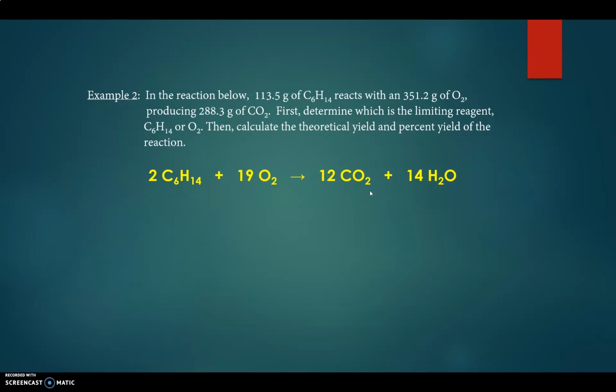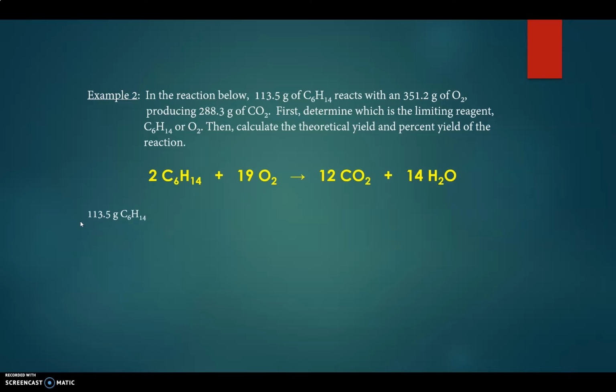Then we'll do a second calculation where we'll begin with our 351.2 grams of oxygen and figure out, in that case, how many grams of carbon dioxide we could get. Whichever one of those produces the smaller amount, that will be the limiting reagent. And that smaller amount will be our theoretical yield. And of course, to get the percent yield, you need the actual yield, which is also provided here. This is what we actually got. So your job is to figure out which of these two is going to give us the least amount of carbon dioxide, and that will be our theoretical yield.